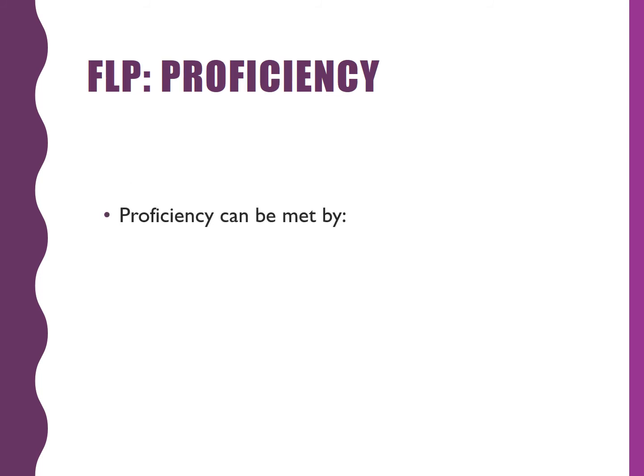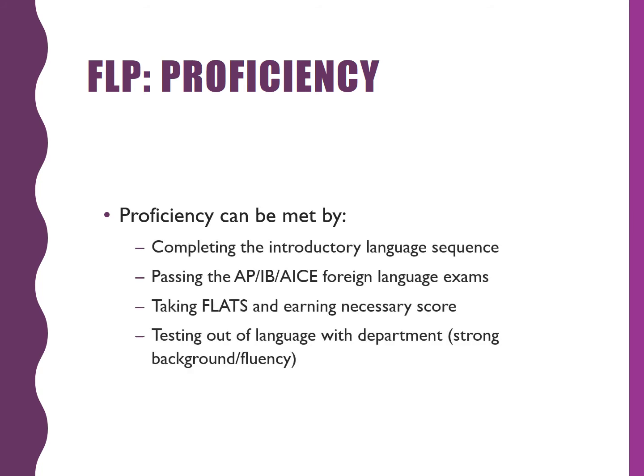Now, proficiency can be met by a lot of different ways. It can be met by completing the introductory language sequence, as I just described. It can be met with passing your AP, IB, or ACE foreign language exams. If a student takes a foreign language exam in any of those 3 credit by exam areas and earns the passing score, then they will meet the language proficiency automatically, because there's no language exam that gives credit to a student for anything lower than 1131, which is going to meet that language proficiency requirement. So just something to keep in mind.